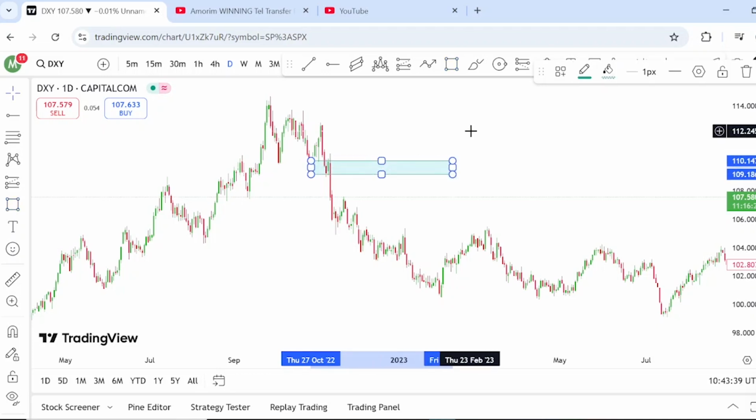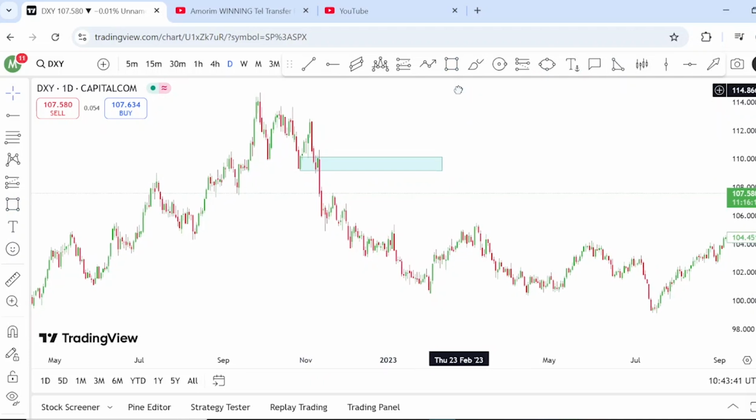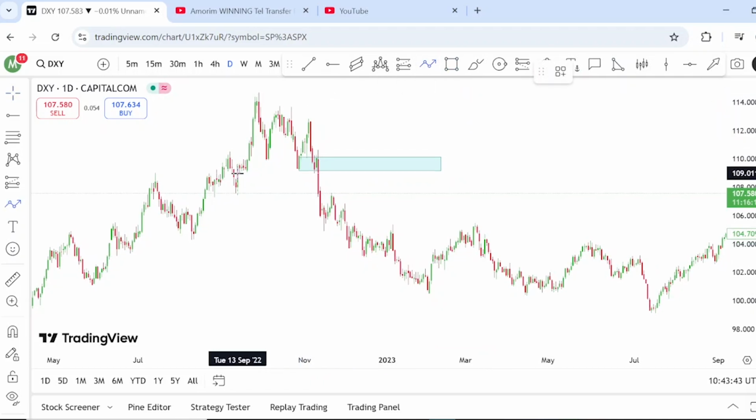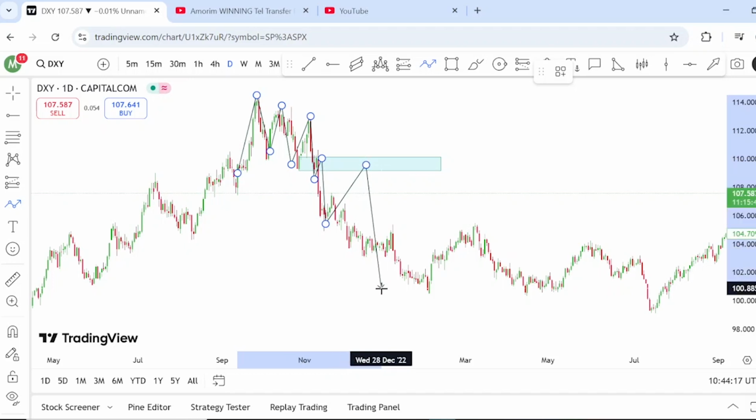Why? The reason is that when we were moving down from this area, we made a high to a low, to a high, to a low, to a high. These are triple tops. Then from the high, we went to a lower low. So from here, we are waiting for a lower high to go for the lower low.